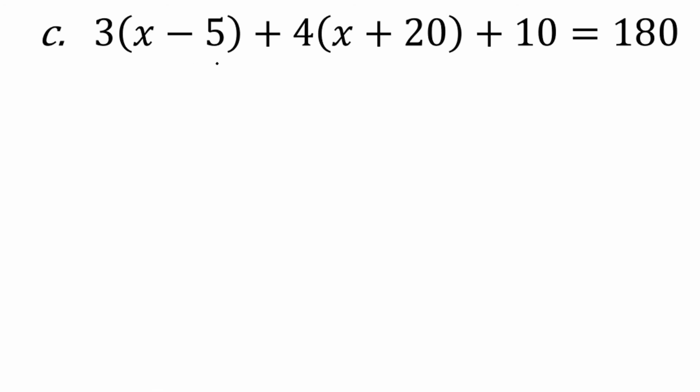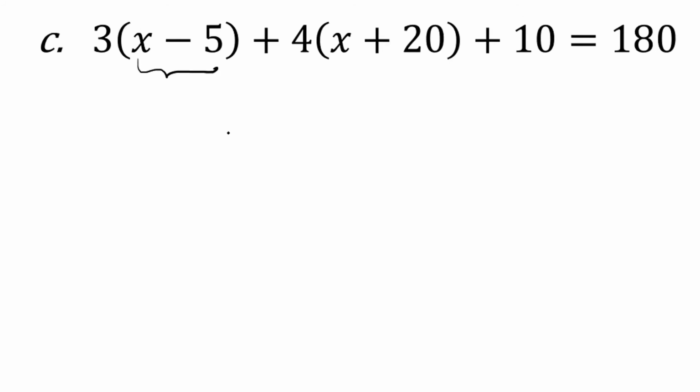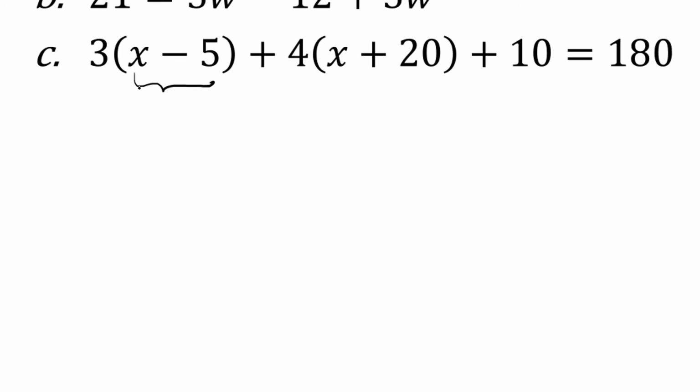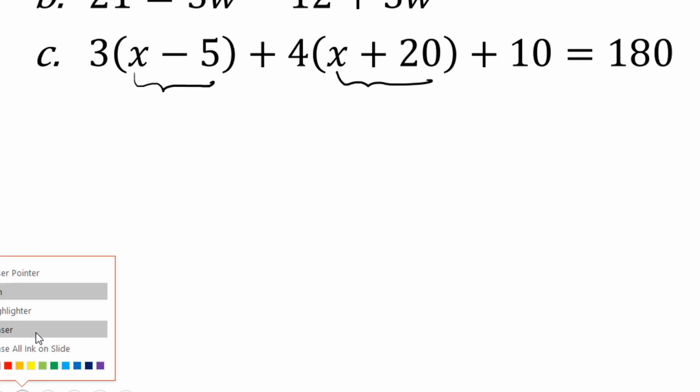We have 3 times (x minus 5) plus 4 times (x plus 20) plus 10 equals 180. This is a bit more complicated even than part B because of the parentheses that we see here. So remember, parentheses indicate that this operation has to be performed first. So 5 would have to be subtracted from x, and 20 would have to be added to x before we could perform the other operation. So that's a problem because x and -5 are not like terms. They can't be combined. But we have a way around that.